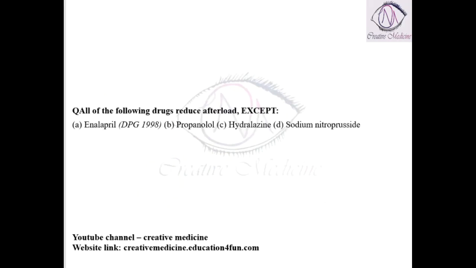Next. Which of the following will reduce afterload except: enalapril, hydralazine and nitroprusside will reduce afterload. Propranolol decreases the inotropic effect.